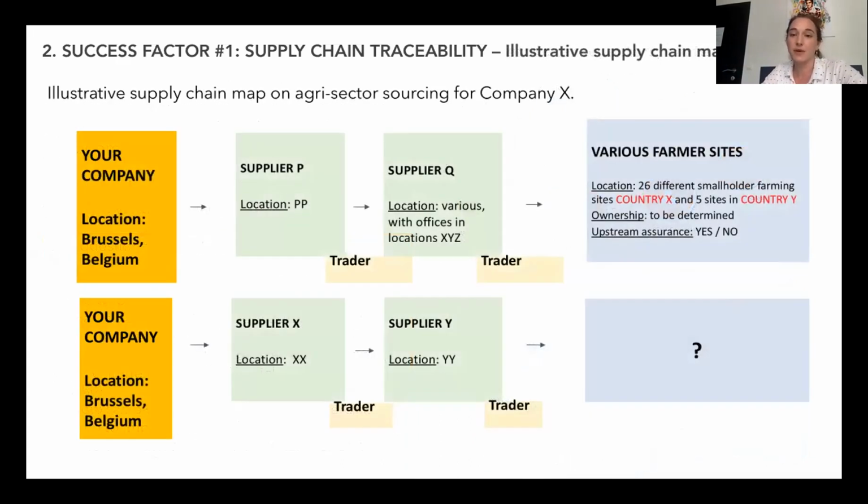And here is a very practical example of why supply chain mapping is already part of your risk identification. For example, we have a company, hypothetically based in Brussels, and they have a supplier, and the supplier has another supplier, and traders are taking an important role in between, and they are able to ascertain provenance up to various farmer sites in one country, and there are other farmer sites in another country.